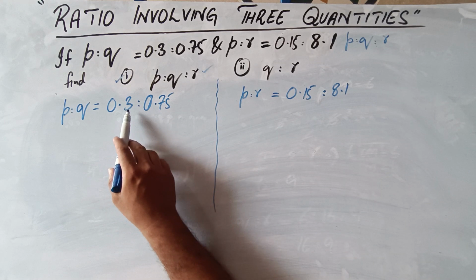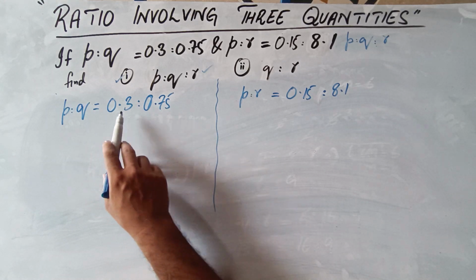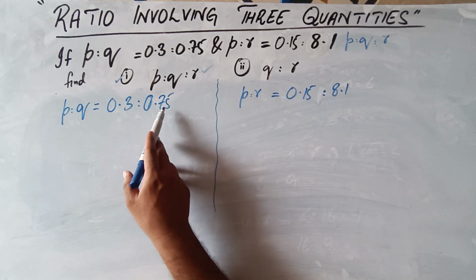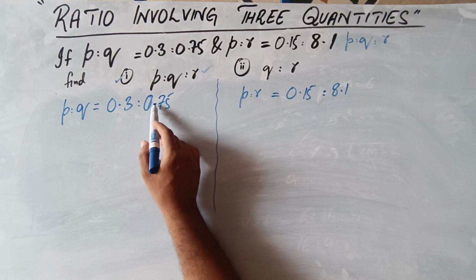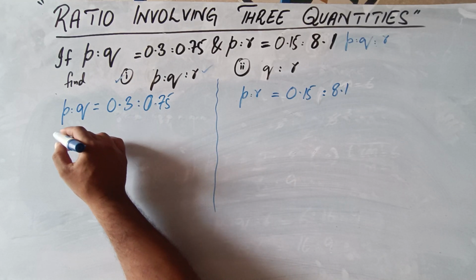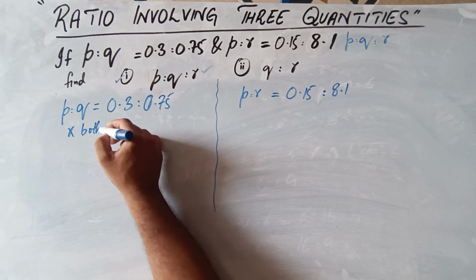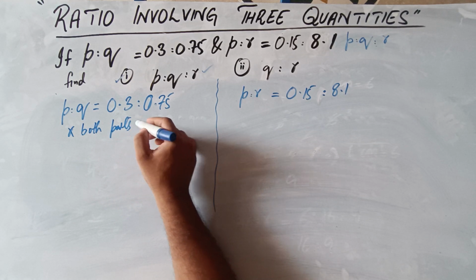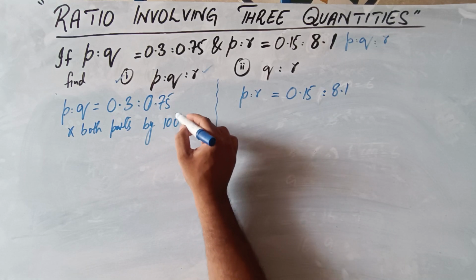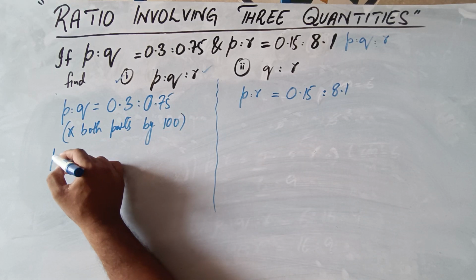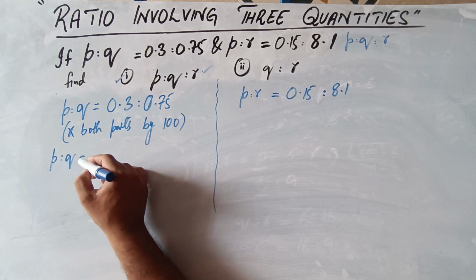One has one decimal place, the other has two decimal places. So we will analyze both of them very attentively, and by looking at the maximum number of decimal places we will multiply both parts by 100. If we multiply both parts by 100, what would happen? Their decimal will go 2 places forward.